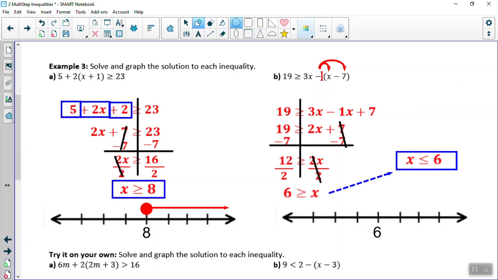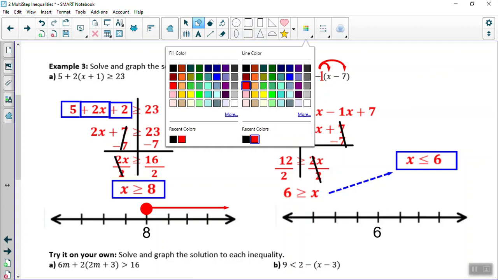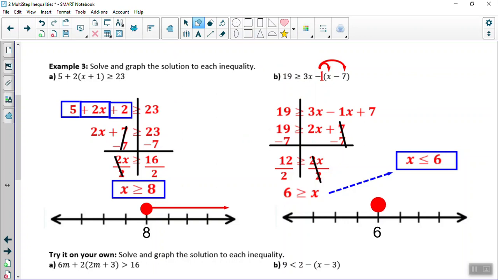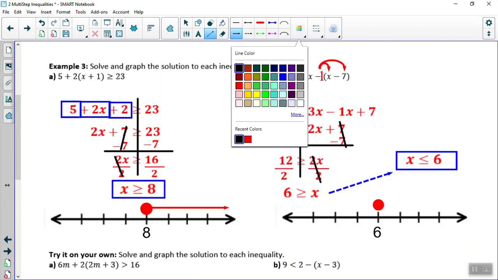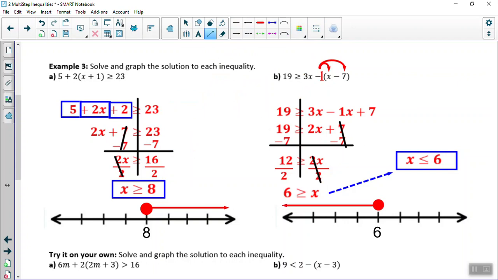So I can graph that. Because it's or equal to, I'm going to start with a closed circle. And then all my values that are less than 6 are all going to be to the left of 6. So graph it this way.